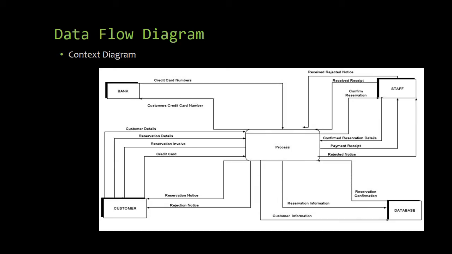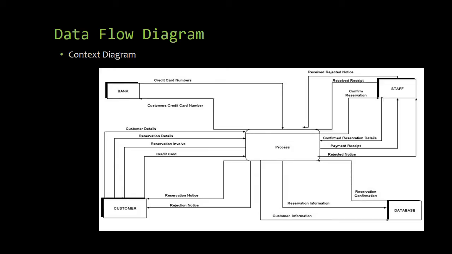Bismillahirrahmanirrahim. I am Izzah Hatirah or Zahra. So I will be explaining the context diagram of the data flow diagram. As you can see here, there are four external entities for our DFD, which are the bank, staff, database, and customer. First, I will be explaining the data flow that occurs for the external entity bank.